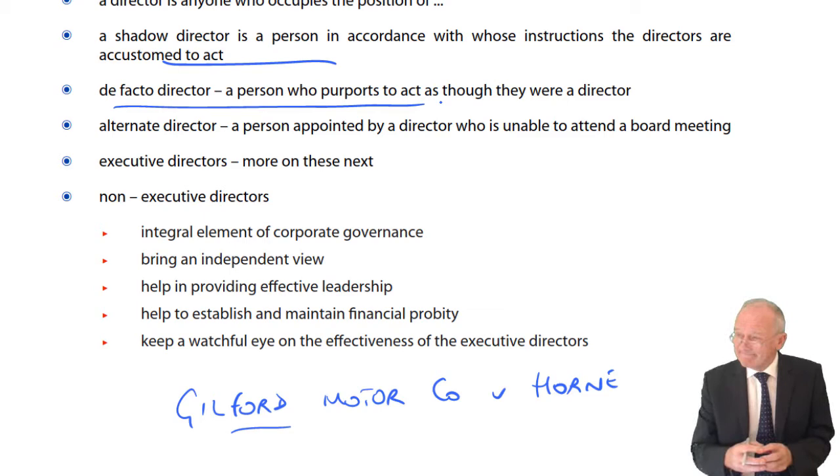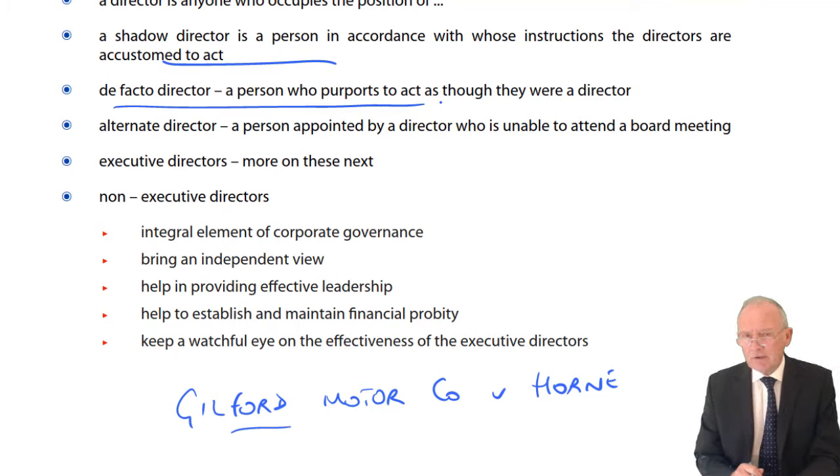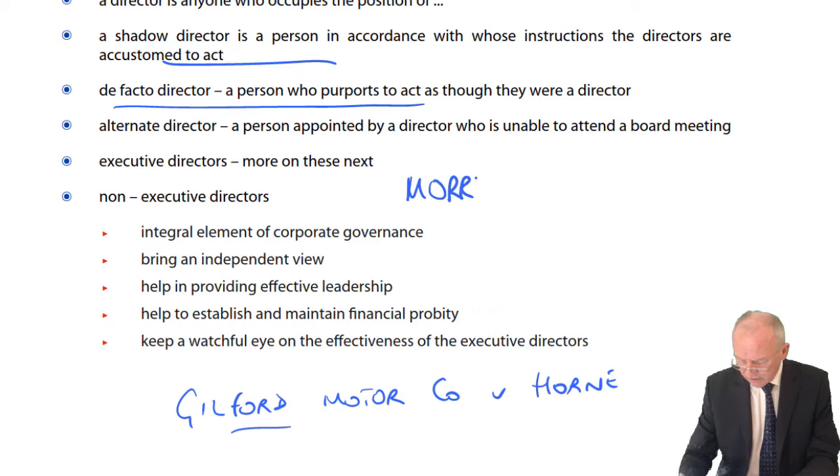Let me try a better example. The company asks somebody to enter into contracts on their behalf. The company knows, the other directors know, that this person is acting as a director. He's never officially been appointed as such. There is a case, a long time since I've spoken about this case, so I may have got it wrong. If you want to check it on the internet, I have a feeling it's called Morris and Canson.